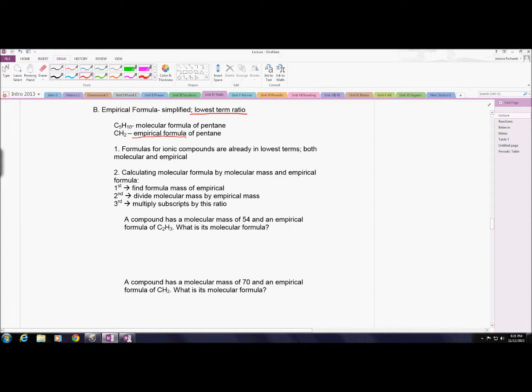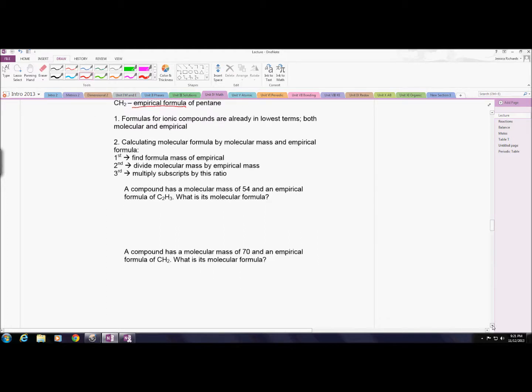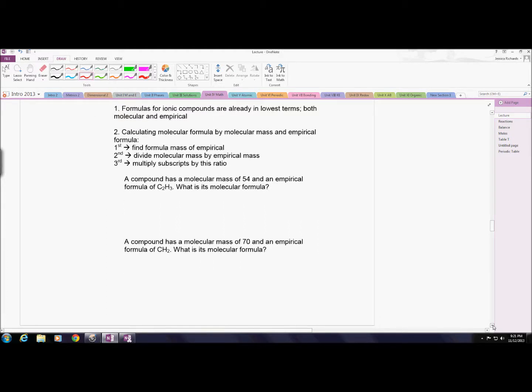Ionic compounds already are in lowest terms, so their molecular and empirical formulas are the same. Why this matters to us in lab is because sometimes we can use machines to figure out what the molecular mass of something is. We can break the compound down and get this ratio by mass to find out an empirical formula, and then we can use those 2 pieces of information to figure out what its actual formula is. So we can figure out which type of compound we have.